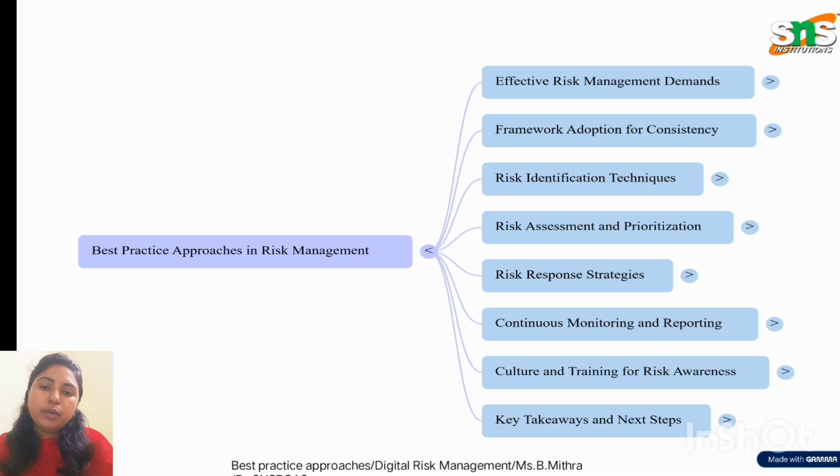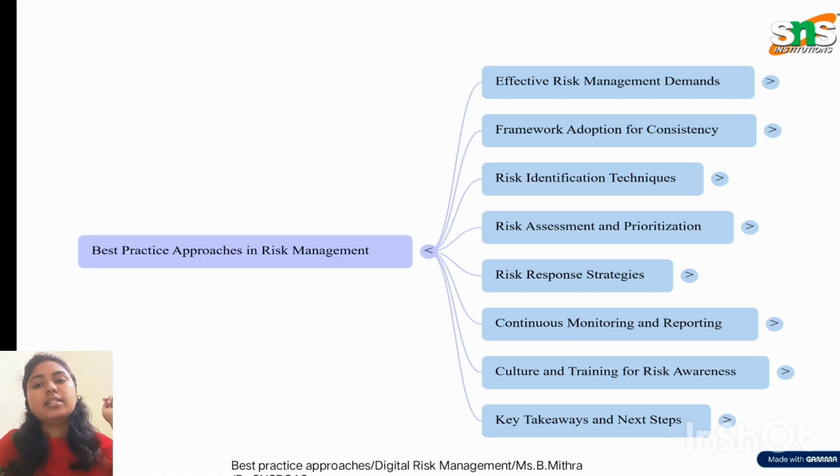The next thing is continuous monitoring and reporting. Yes, it is a major thing. We have to identify risk, assess risk, and prioritize; all these activities have been done. The next step is to monitor and report whether our strategies are working out or not, whether our strategies are going toward the perfect goal or not. We have to monitor that, and next we have to report. So it is one of the major approaches in risk management.